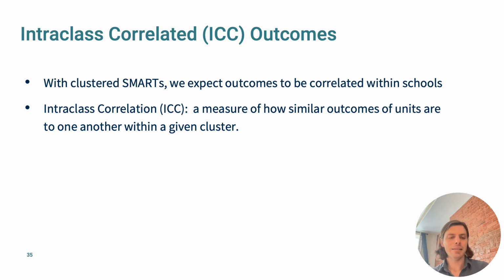That leads to the ICC, which is a term you're all probably at least somewhat familiar with given you're all in education. But with clustered SMARTs, we're going to expect outcomes to be correlated within schools, which leads to our interclass correlation, which is just a measure of how similar outcomes of units are to one another within a given cluster.